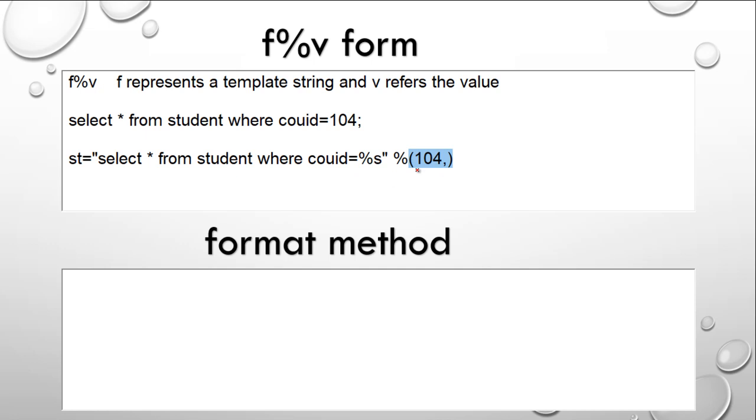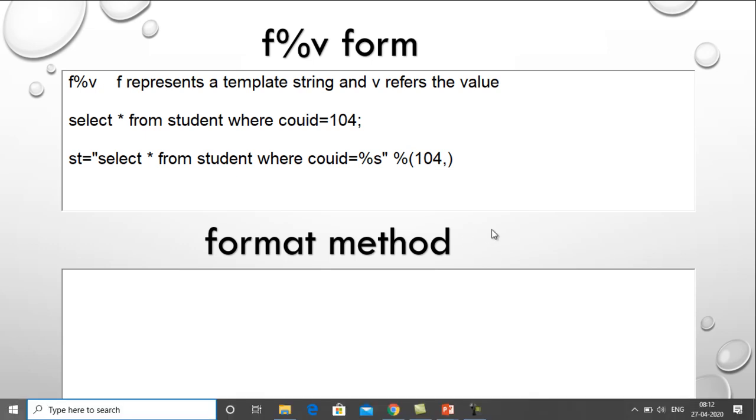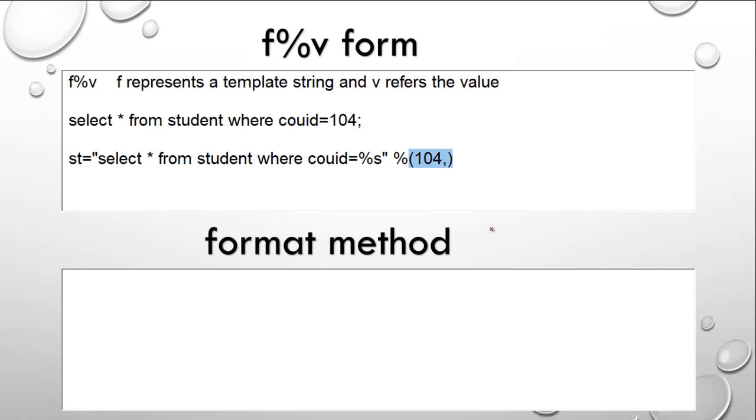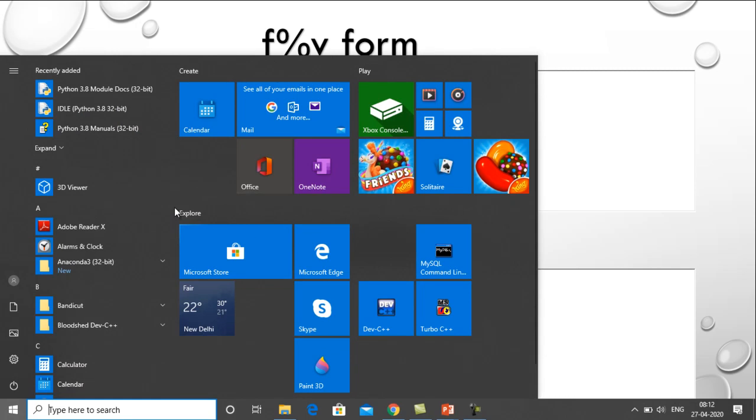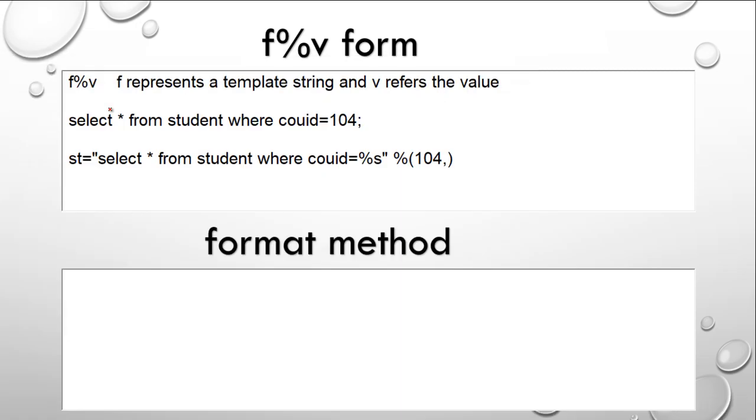So let me do one thing. We will first execute this format and then we will move to the format method. Let me first open the interactive mode of Python. Just wait, it is opening.